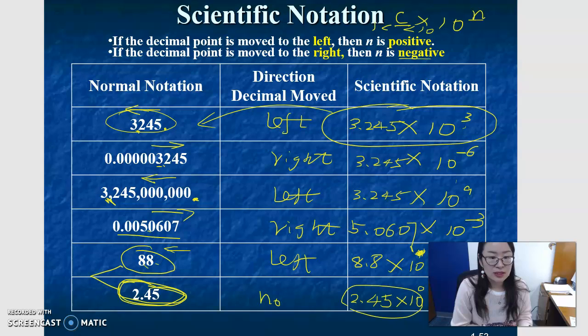Okay, so that is how to convert decimal notation to scientific notation. I hope this video helps.